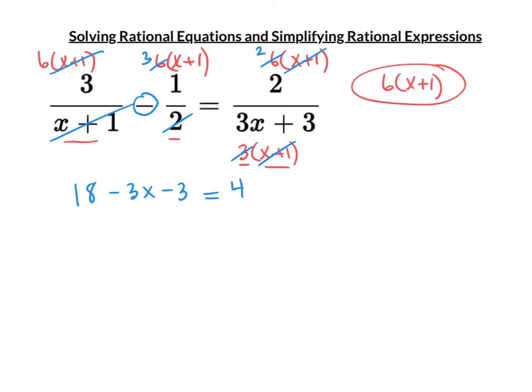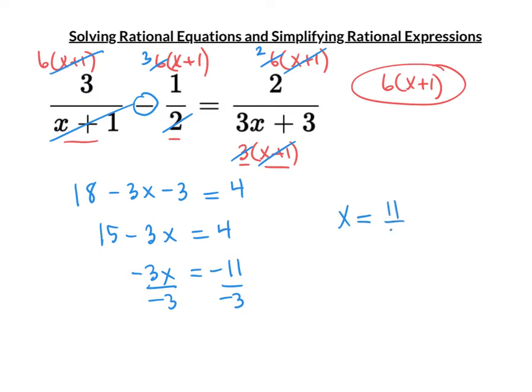This is a much easier equation. Now I can simplify. 18 minus 3 is 15. 15 minus 3x equals 4. Subtract 15 from both sides. 4 minus 15 is negative 11. And divide by negative 3. Notice that two negatives make a positive. Looks like x is 11/3.